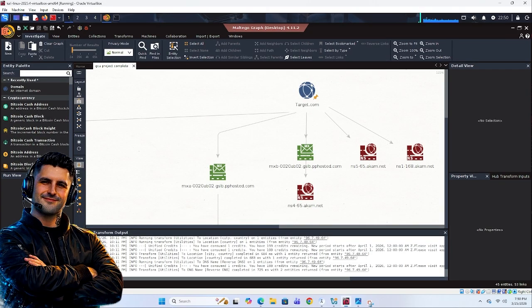Next, I ran DNS-related transforms to identify mail exchange and name server records. The MX records show how the organization handles email, while the NS records identify the infrastructure supporting DNS resolution. In this case, the results show that Target relies on external providers instead of managing everything internally. This is important from an attacker's perspective because third-party services can increase the overall external attack surface and may provide additional opportunities for reconnaissance or impersonation.